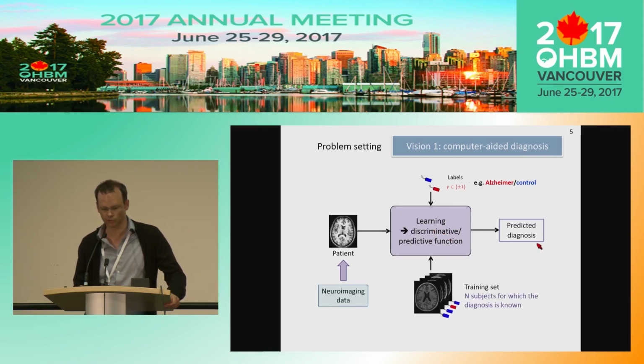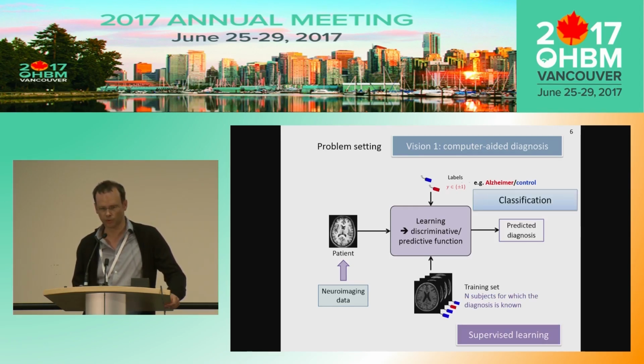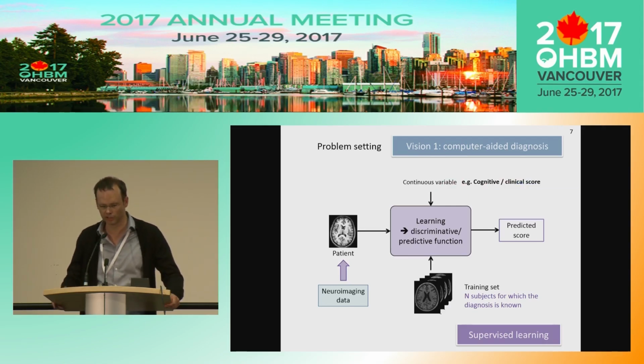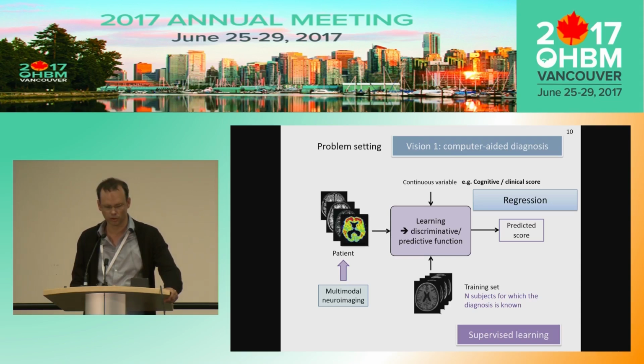Usually you do that with a supervised learning approach where you have a training set in which the diagnosis for the N subjects is known. If the outcome is binary, it's going to be a classification task, but it can also be continuous, where you try to predict a cognitive or clinical score, and this is then going to be a regression problem. You can do that from a single modality, so for example, anatomical MRI, or you can do that from multiple different modalities.